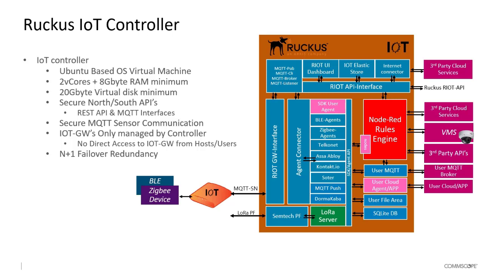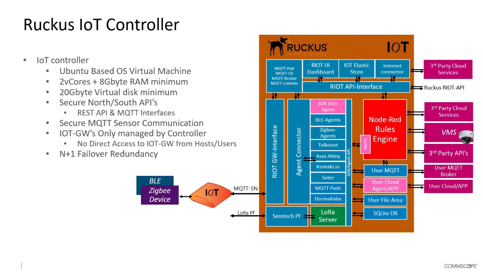MQTT is a very well understood publish-subscribe mechanism, but by using a secure MQTT, we're able to ensure that the data is protected between the access point, the gateway, and the IoT controller, and vice versa, so that nobody can try and come in through the MQTT path into the gateway and try and take control of devices that are attached to the Zigbee or Bluetooth radios.